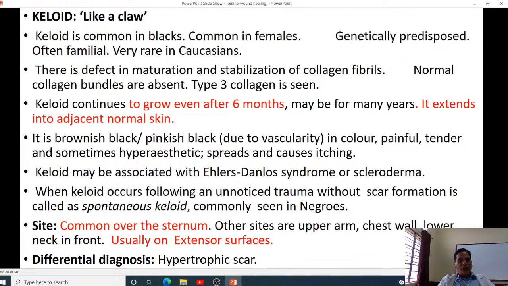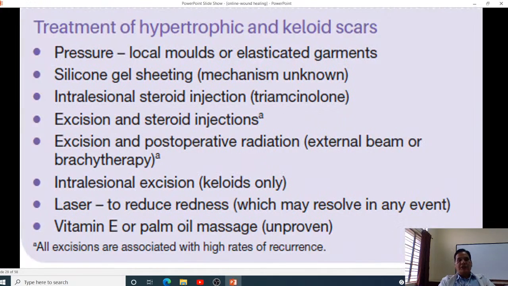In this, it is type 3 collagen. Here, keloid can grow after 6 months to many years. Brownish black, it occurs after unnoticed trauma. This is something funny. Many times, even a simple pinprick can give rise to a very large keloid. With unnoticed trauma, it is called a spontaneous keloid. This is more common in African countries. The site is commonly the sternum and extensor surface. Again, hypertrophic scar, where does it occur? On the flexor surfaces. Now comes the management of hypertrophic scar and keloid.